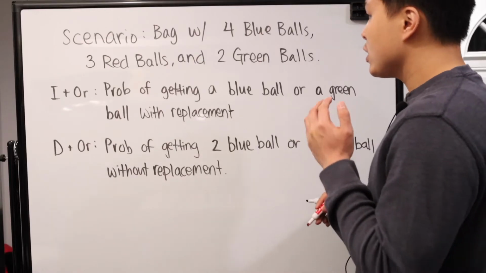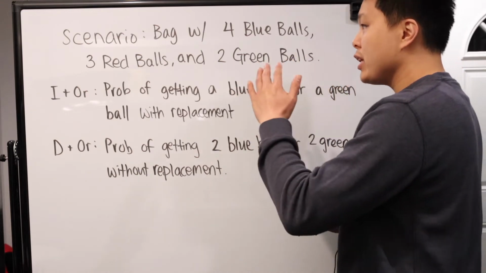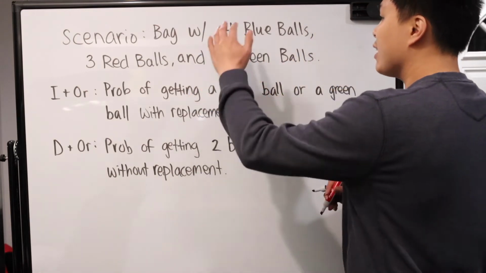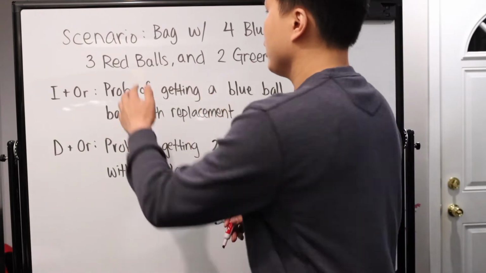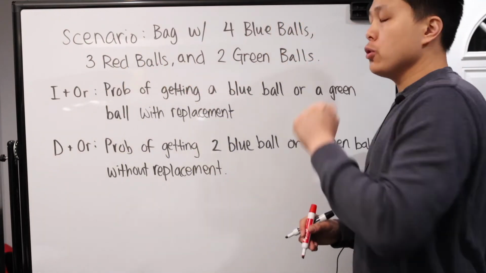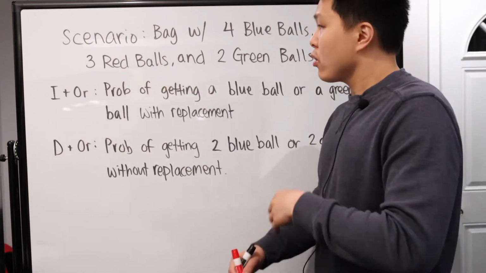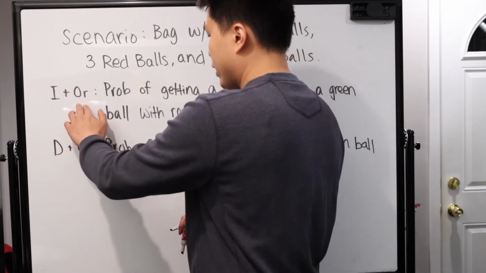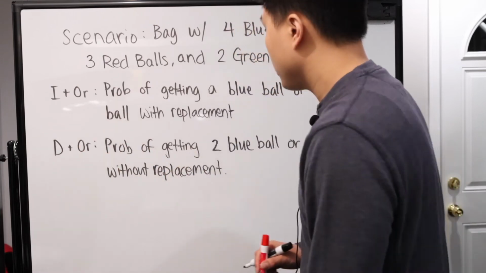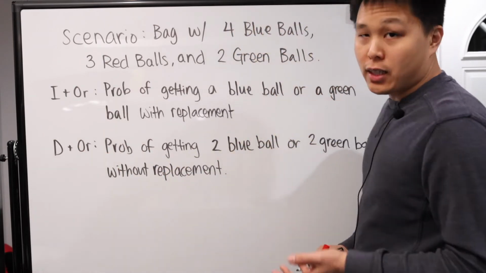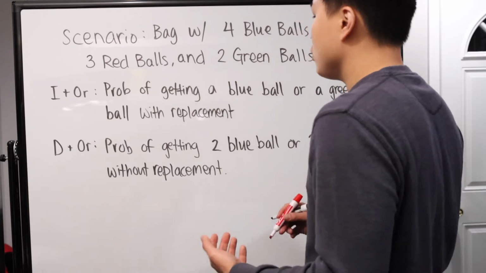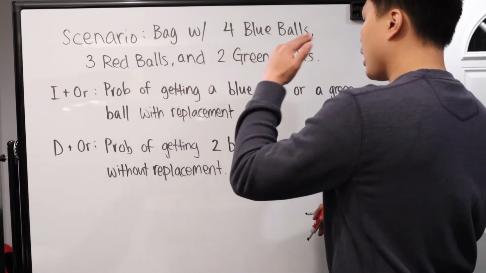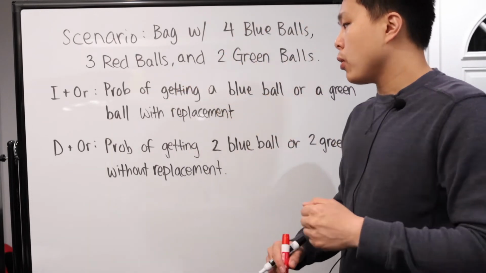All right, so we have this second situation. I've changed the scenario a little bit, so hopefully you realize that. Bag with 4 blue balls, same thing, 3 red balls, and 2 green balls. So I added another variable to it. Now, here we have again independent and dependent, with the "or" instead of the "and" like the previous one. And notice the problem is slightly different as well. The probability of getting a blue ball or a green ball with replacement.